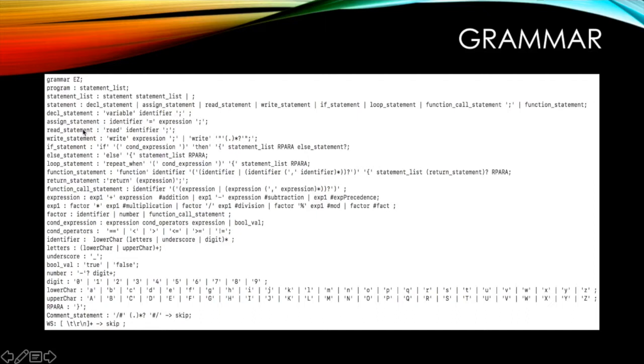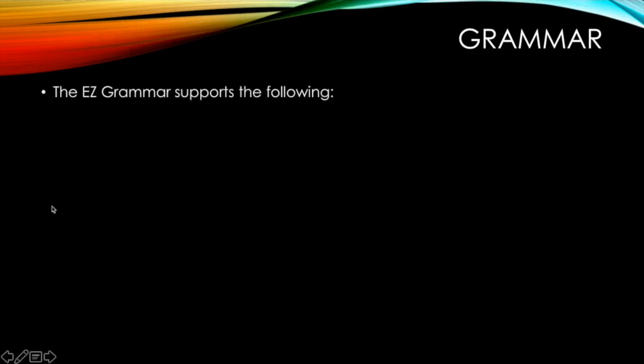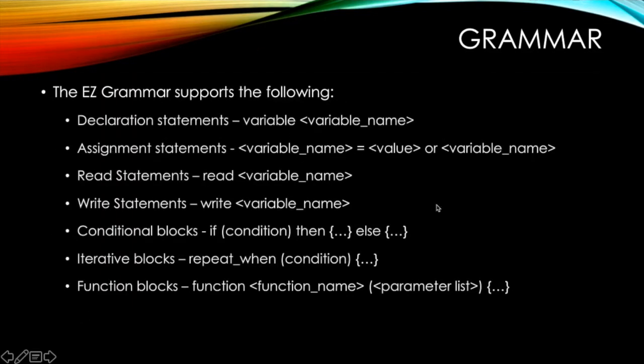And as I said before, we have supported read statements to read from the user, and we also support write statements to write to the console. We've supported if else case, loop statements, function blocks, and return statements. We've also handled the basic expressions like addition, subtraction, multiplication, etc., while keeping in mind the precedence of the expression. We've also handled conditional expressions like equal to or less than or greater than, and so on. We've also supported comments. And to summarize, these are the statements that we support.